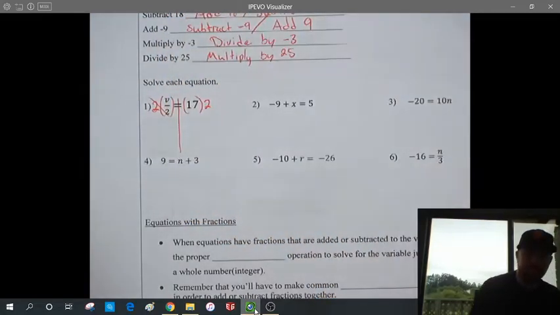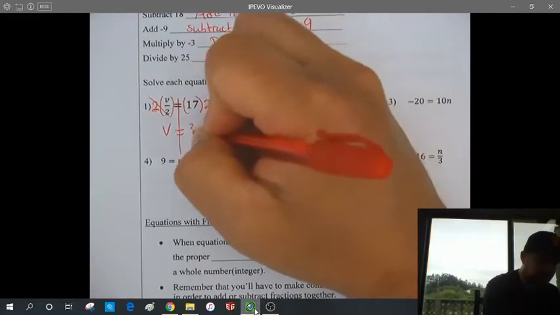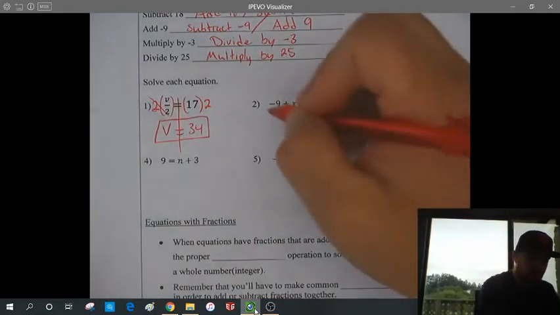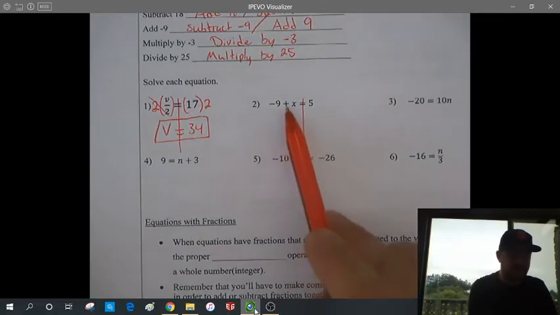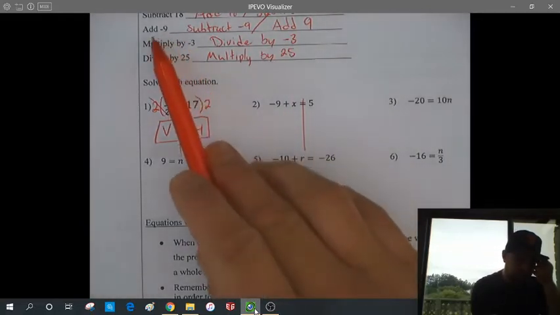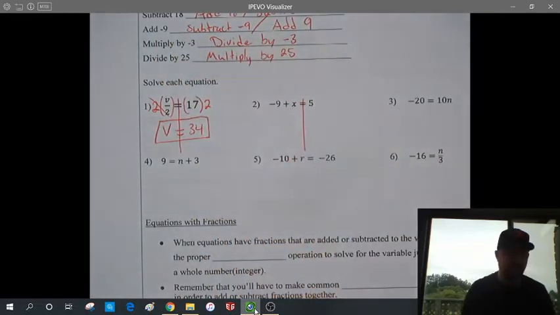That cancels out the 2's on this side, leaving us with v like we're wanting. Over here, 17 times 2 makes 34. So we get v is equal to 34. For number 2, again, draw my line. Here's x. I want to get x by itself. Right now it has a negative 9 being added to it. So as we showed up here, if it's adding negative 9, then we can either subtract the negative 9, or, remember, that's the same thing as just adding 9.